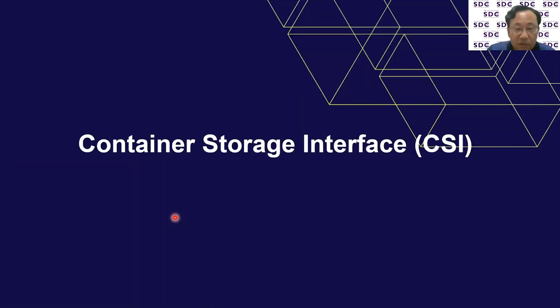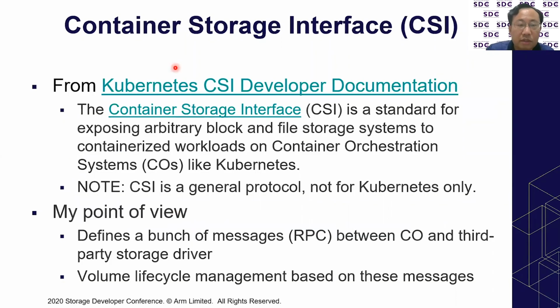Okay, so now I will give some deeper introduction to the Container Storage Interface. The CSI spec has formal definitions, but I find this is not very easy to understand. From my point of view, what the CSI does is define a bunch of RPC messages between the CO, where CO means the container orchestrator or Kubernetes, and third-party drivers. And it also defines volume lifecycle management based on these messages. So basically, it's a bunch of messages and how the system should work under these messages. This is what CSI does, with a focus on volume lifecycle management.